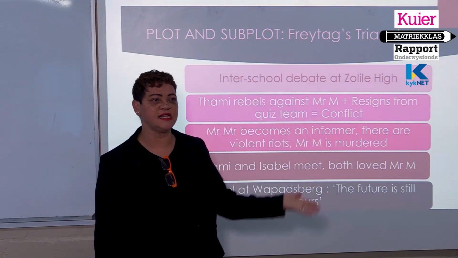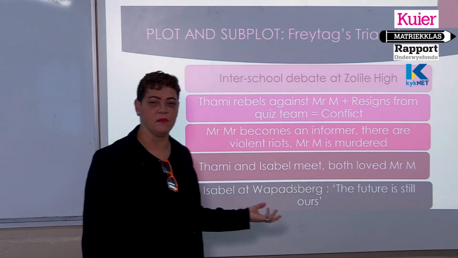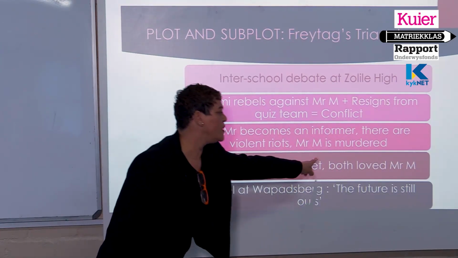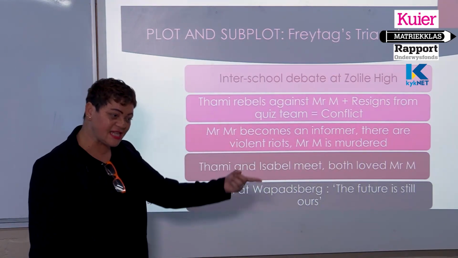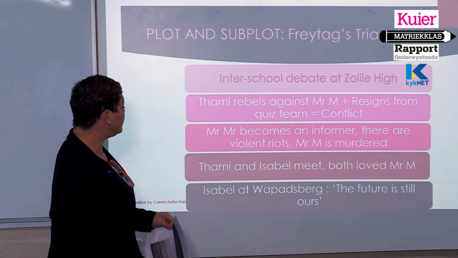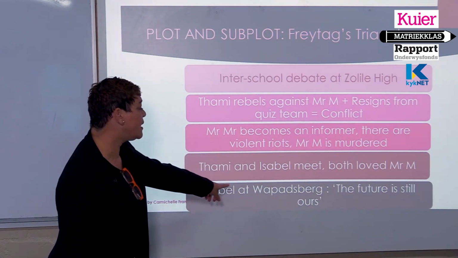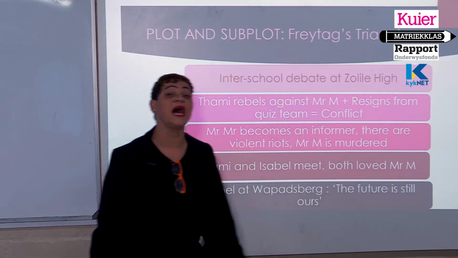And then he says, no, I wasn't part of the mob. I went there and I warned him. And there we have where they realize they both love Mr. M, and that is your falling action. Okay? And she says to her, Mr. M didn't want to take the warning, he didn't want to leave. And then the last one, Isabel and Waar Pats Berg. And she says, the future is still ours.